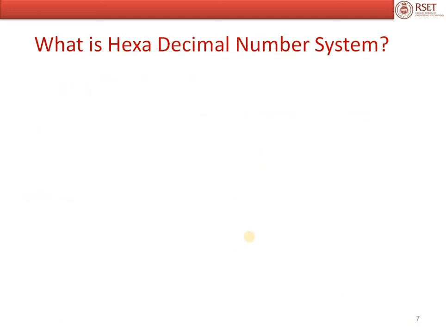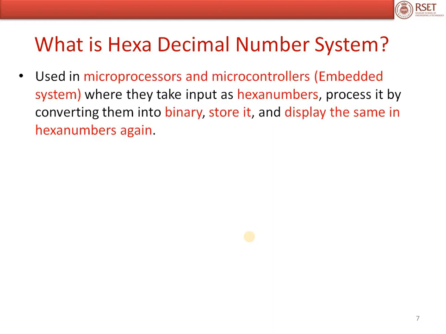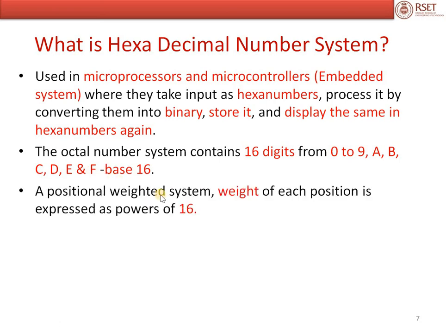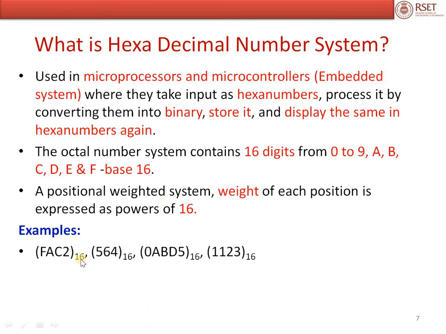And the last one is the hexadecimal number system. It is used in microprocessors and microcontrollers. It consists of 16 digits, including 0 to 9 and the letters A to F, so its base is 16. Here the weight of each position is expressed as a power of 16. This can be represented like this, and the 16 indicates its base. So these are the different types of number system.